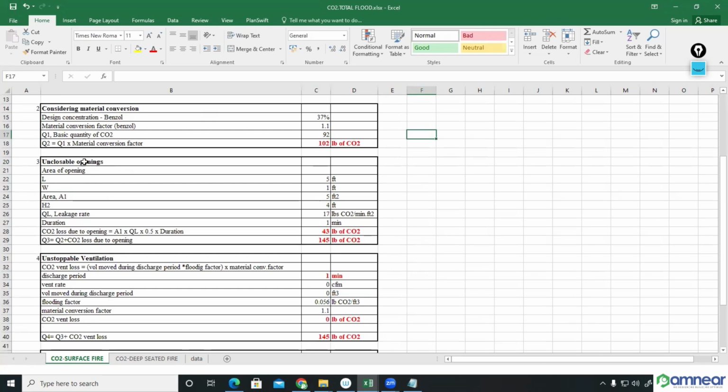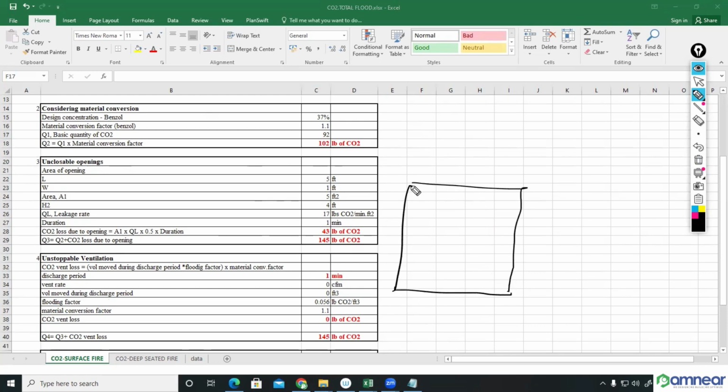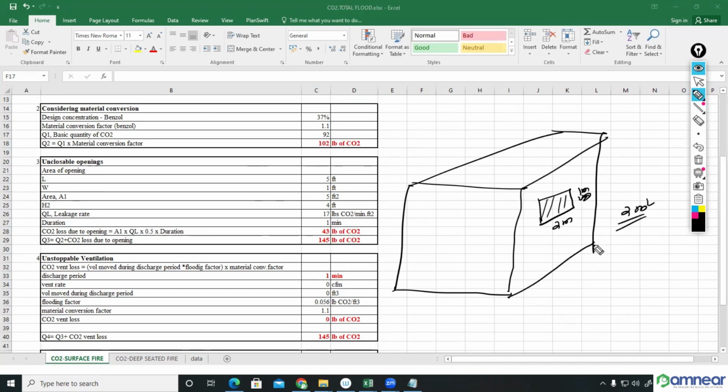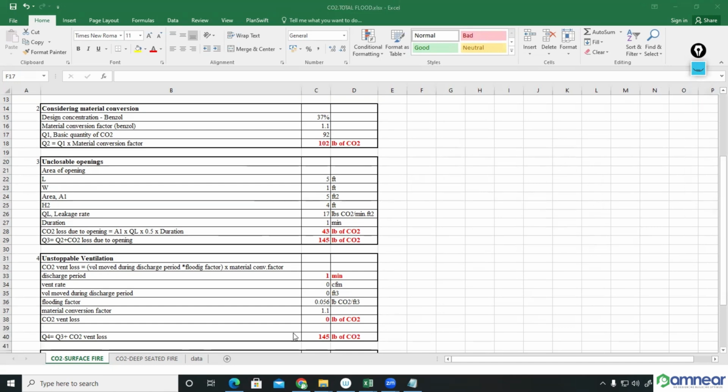The next two are conditional only. Unclosable opening: unclosable opening means within the space you have an opening, and that opening is not possible to close. Anyhow, if the space is air conditioned, normally an opening will not come there. For example, this opening is like 2 meter by 2 meter or 2 meter by 1 meter. The area will be 2 meter square. And we should consider the height. There is a term called height, this height H2, and that height is conditional only.